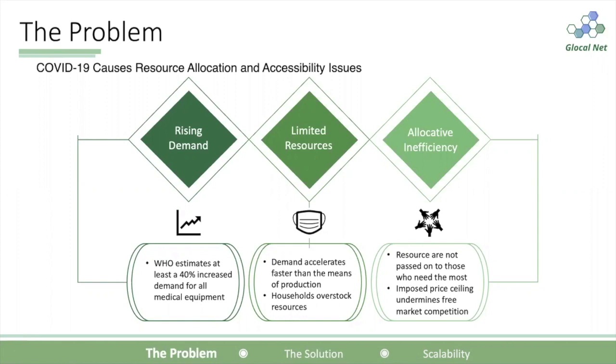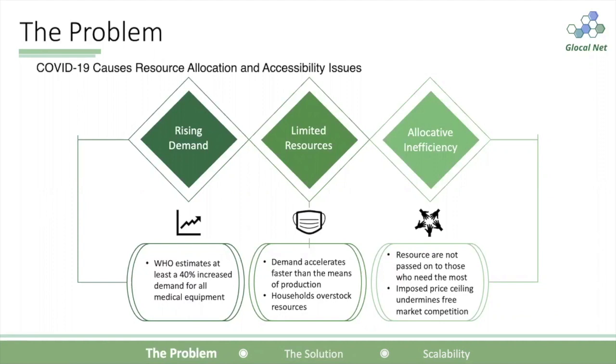And this brings up the problem of limited resources, meaning that demands are accelerating faster than the means of production. And because production is not keeping up with the acceleration of demand, there's a shortage of essential resources. Also, households are overstocking resources in their garage and all their other storage rooms. And this causes many resources to not be utilized, and they're just being stuck in someone's garage.